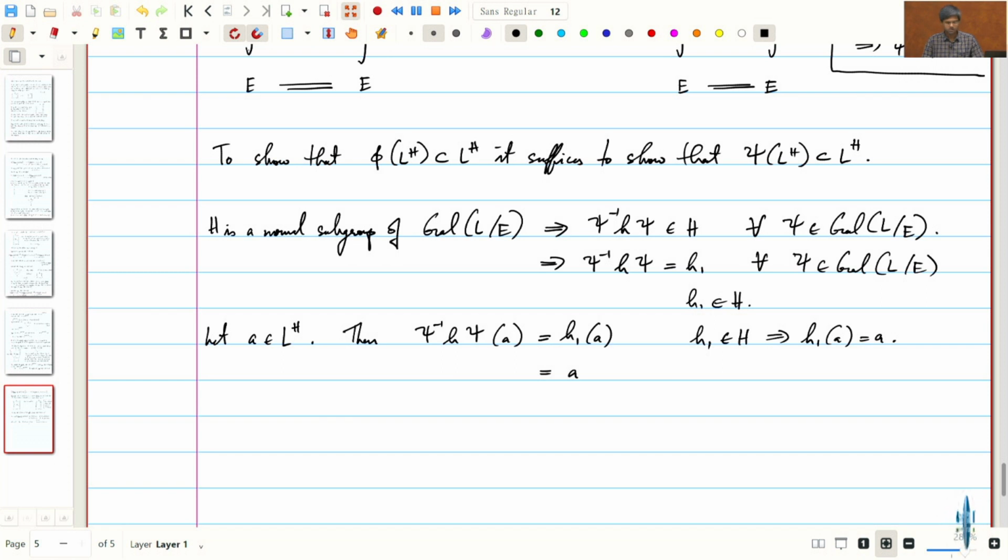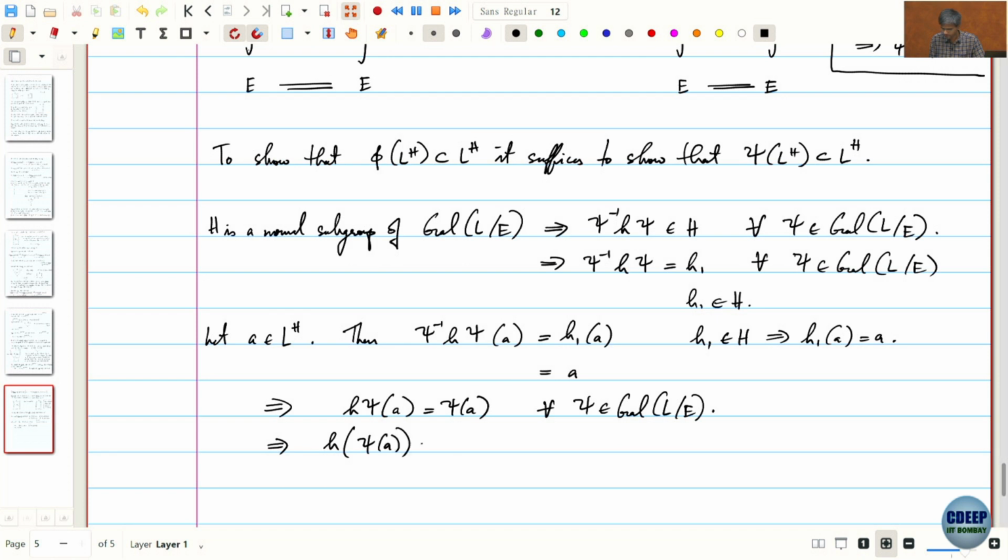Okay. Yeah, and psi is an automorphism, therefore we can apply psi to both sides: psi of h of psi of a, and this happens for all psi in Galois. So what does this mean? This implies that h of psi of a is equal to psi of a for all psi in Galois L over E and all h in H. Right? And this implies by definition psi of A belongs to LH.